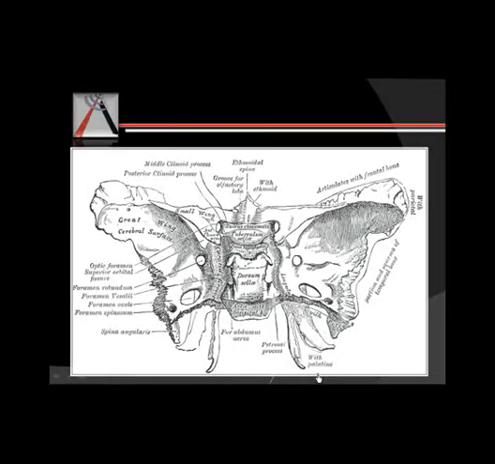Next, we'll see the sphenoid bone diagrammatically. Here in this diagram, we can see the lesser wing. This border of the lesser wing forms a sphenoid ridge that separates the anterior cranial fossa and the middle cranial fossa. In blue color here, we can see the greater wing.